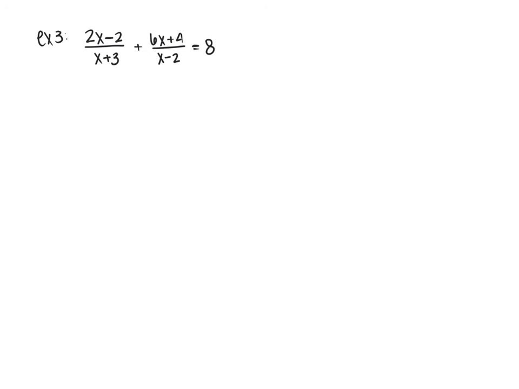Alright, so our final example, probably the most challenging type. Still my same steps apply. The first thing I have to do is find the restrictions, and in Hawks it will tell you find the restrictions.